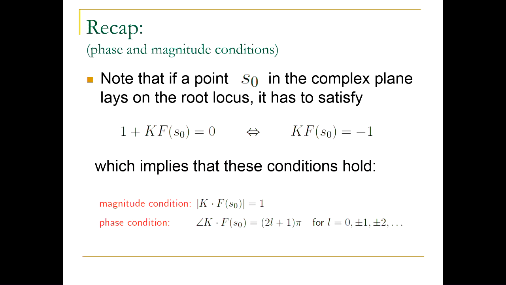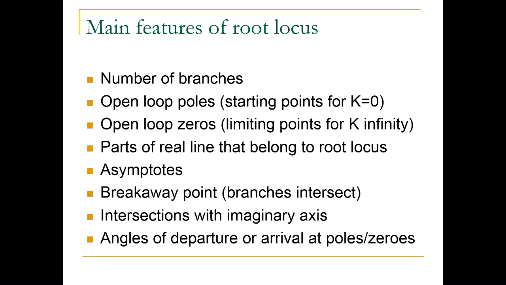And since k is positive, the phase of k is 0, right? So actually, the phase of f should be equal to plus or minus pi, etc. The phase of k is 0, and the phase of k times f is the phase of k plus the phase of f. So then we can say that the phase of f is equal to the right-hand side here. So these are the phase and gain conditions that we will be using in sketching root locus over and over again, right? So different parts will be sketched using these rules.